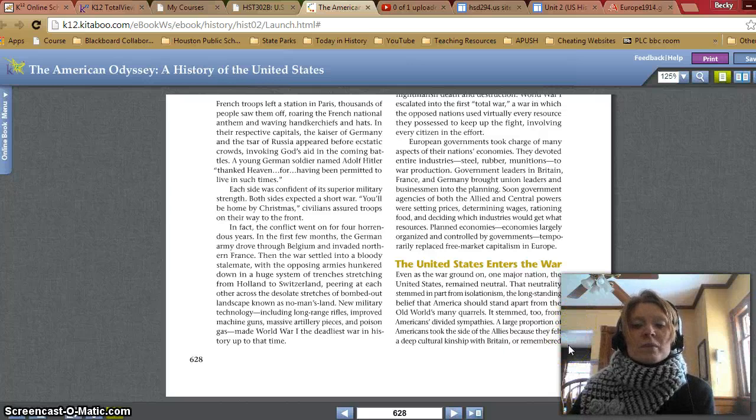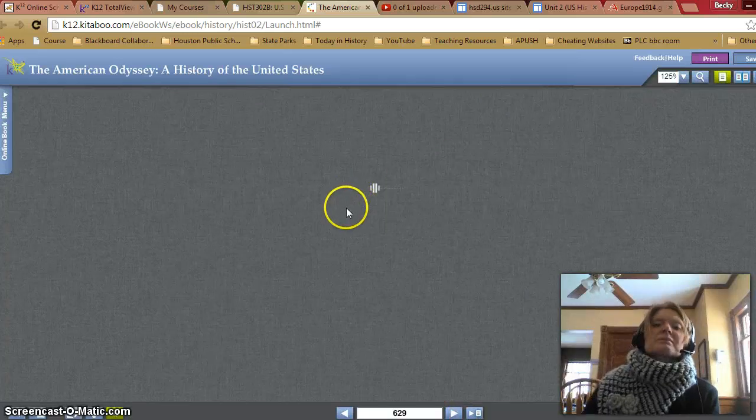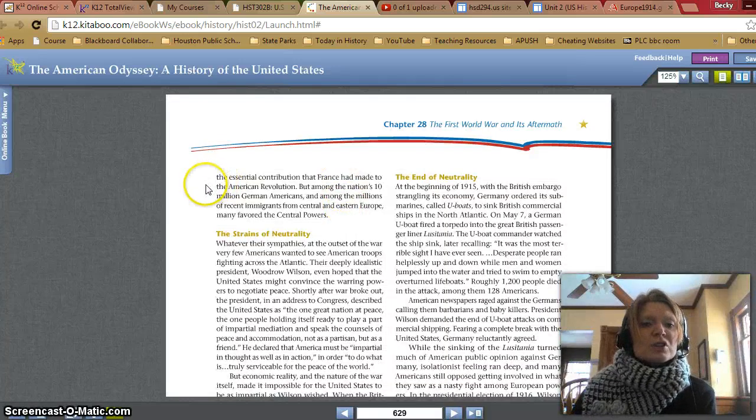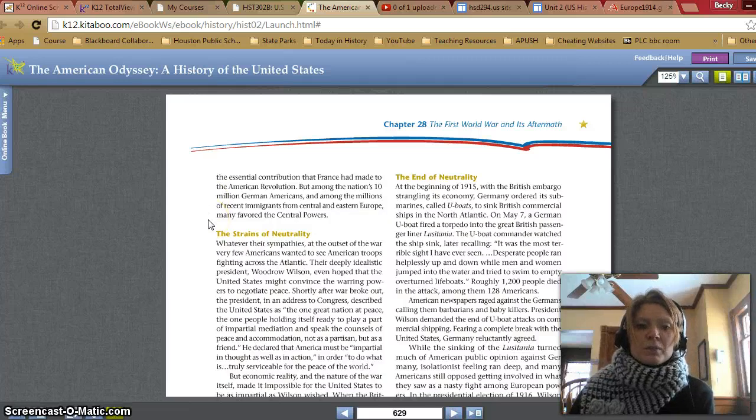A large proportion of Americans took the side of the Allies because they felt a deep cultural kinship with Britain, or remembered the essential contribution that France had made to the American Revolution. But among the nation's 10 million German Americans and among the millions of recent immigrants from Central and Eastern Europe, many favored the Central Powers.